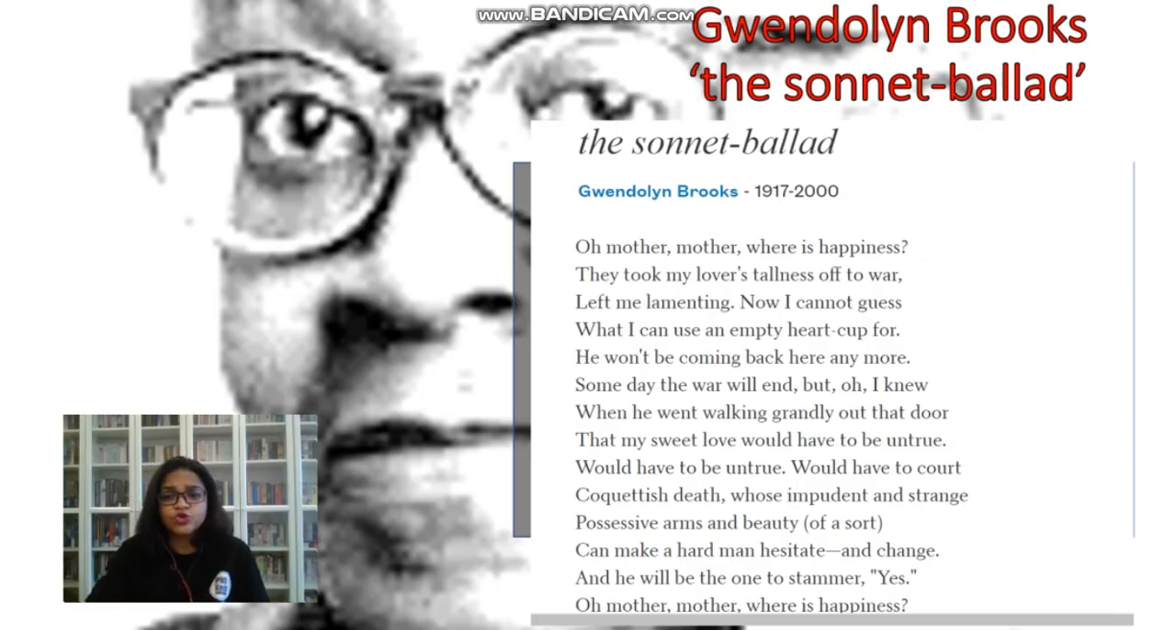And then adding, "They took my lover's tallness off to war." So, not just my lover, but it's almost like because he was tall and because of his well built physique, she thinks that was the reason that they took him to war. That emphasis also in a way reveals what's attractive to her about her lover. Because he was tall and well built, they took him off to war. Left me lamenting. Notice the liquid L alliteration here, as if her lament is continuous.